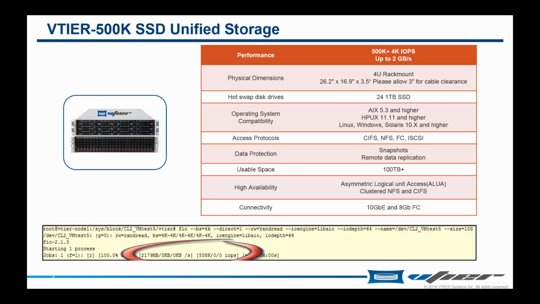Snapshots and remote replication provide data protection. NFS and CIFS high availability is achieved by using Docker container technology. VTIER-500K provides connectivity via 10 gig interface or 8 gig Fiber Channel interface.